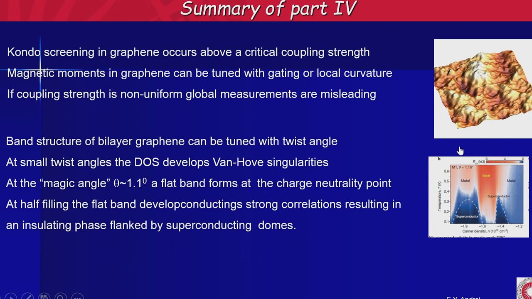If the coupling strength J varies across your sample, one of the conclusions from all these contradicting results is that you cannot tell what's going on from a global measurement. You need a local measurement.